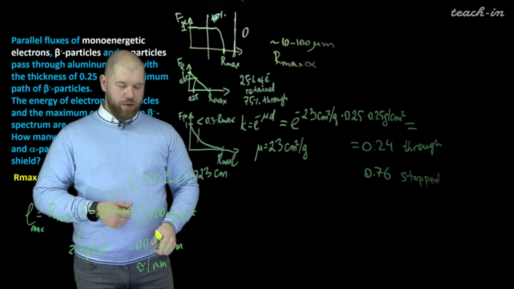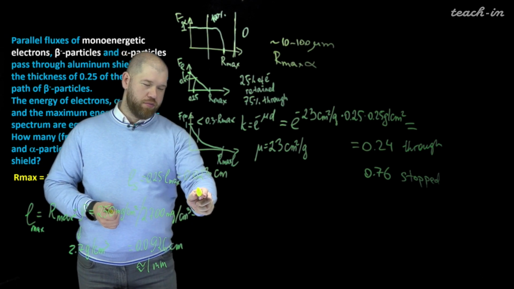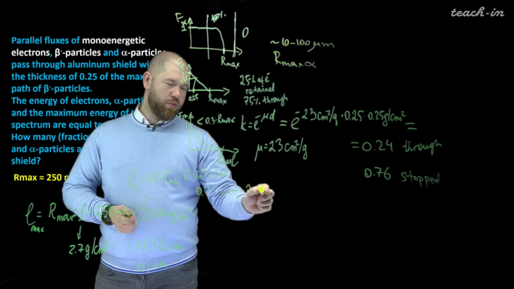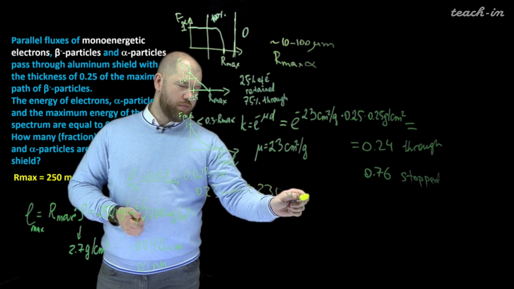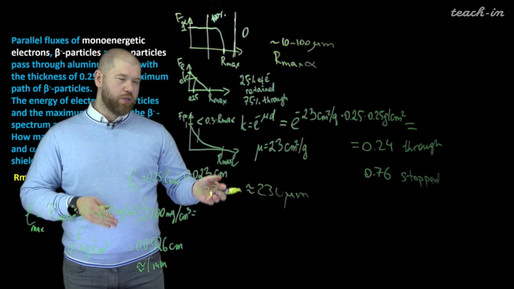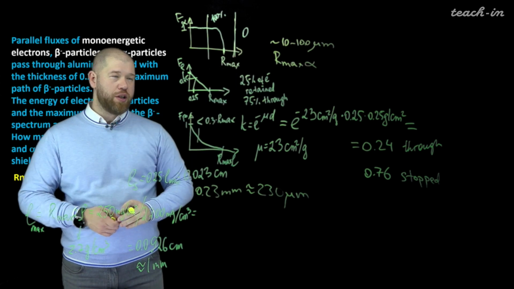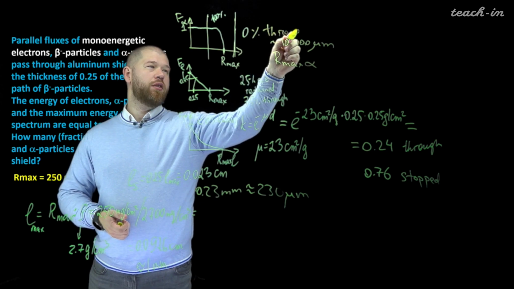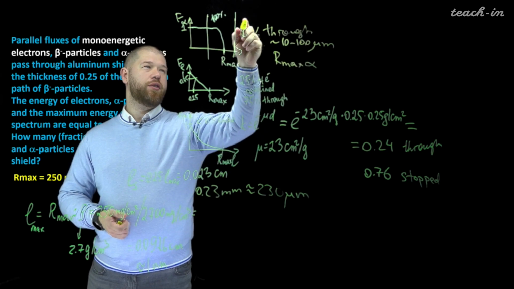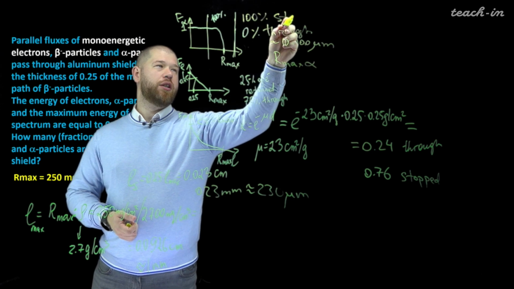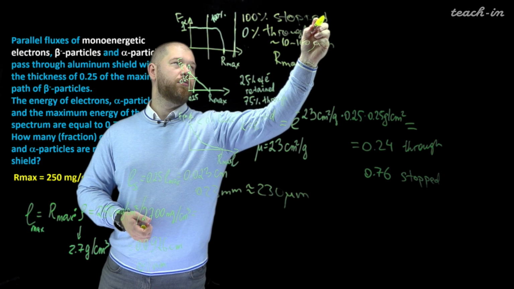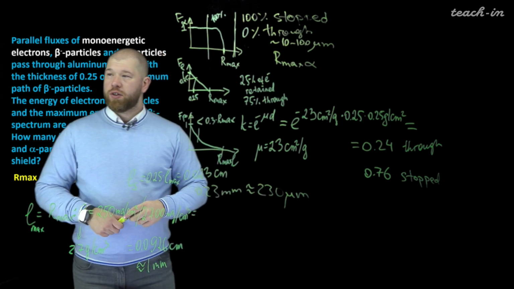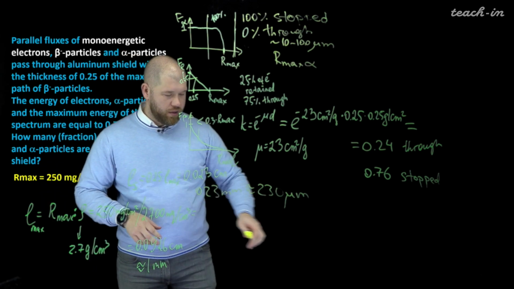And we know that the thickness of our screen is 0.23 millimeters. That is equal to 230 micrometers. So we can see that the thickness of the screen is larger than the maximum range of the alpha particles, and thus 0% of alpha particles will go through the screen. That means that 100% of the alpha particles are stopped by this screen. So this is our first task, and we will go further.